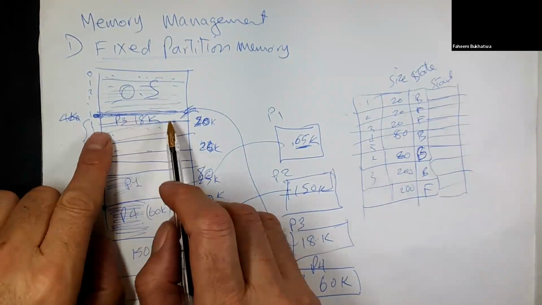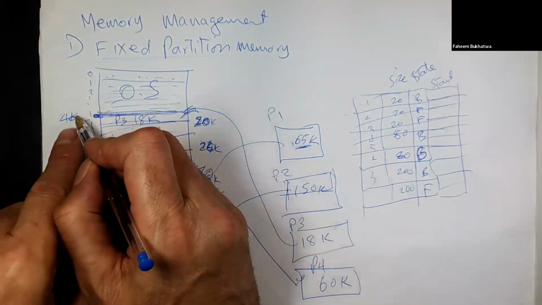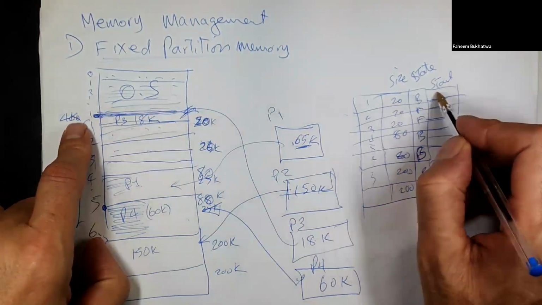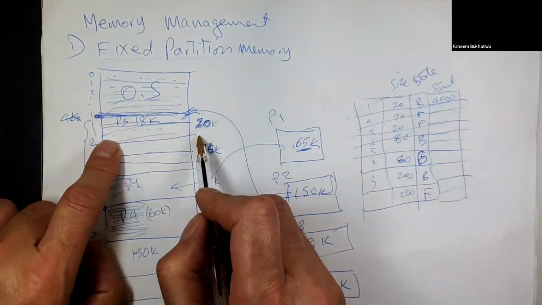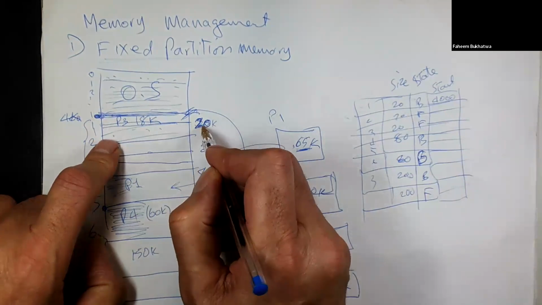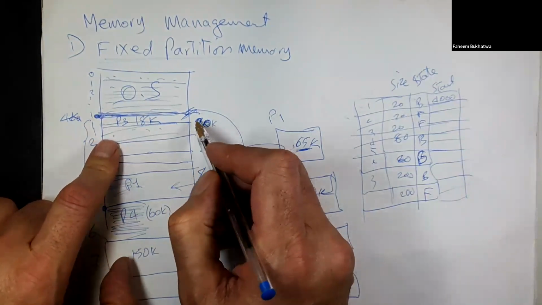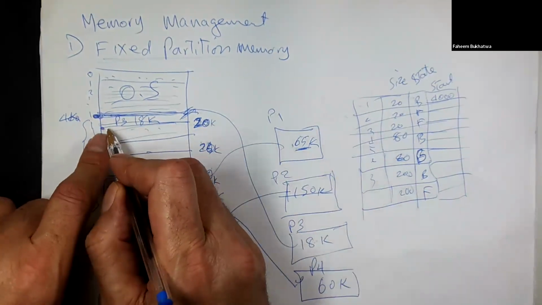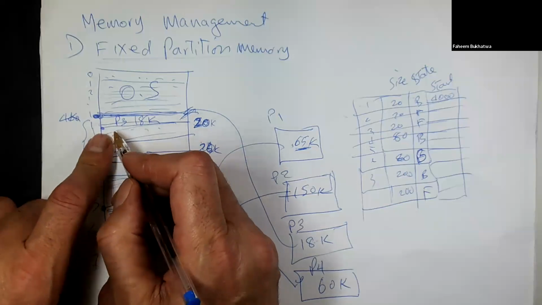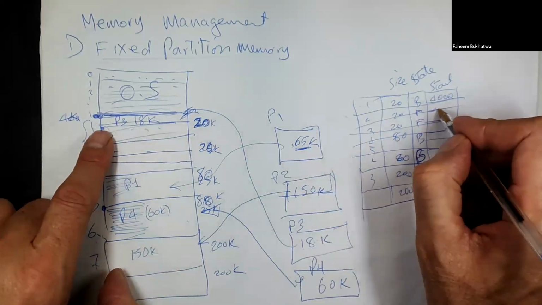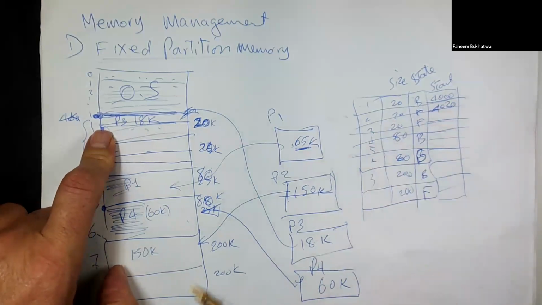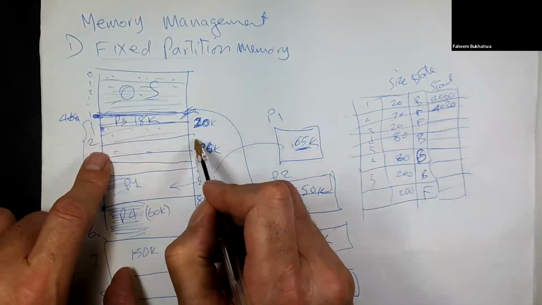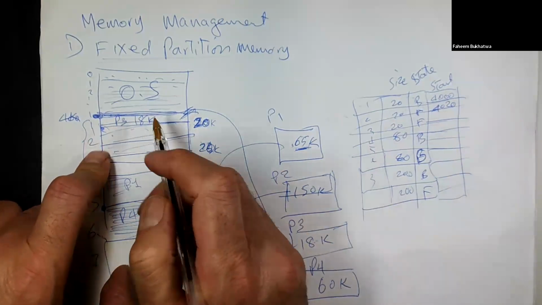Same with this block. Where is this block? This block starts at 4,000. Remember, the first block starts at 4,000. And it's 20,000 bytes long. So it ends at 4,019, for example, because the next block will start at 4,020. You understand? So every one will start at the end of the previous one.